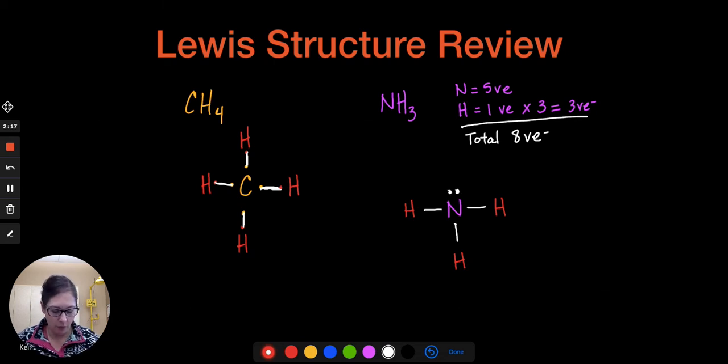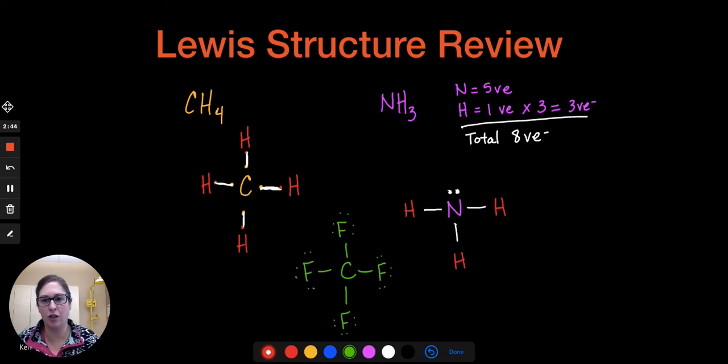I can give you one other example here. Say that we had carbon tetrafluoride. We could do the same thing and count them all up. After you bond to each one of the fluorines, you would want to make sure that you put the valence electrons on the outside of the fluorines. We just start to get used to doing these. I guess I should have bonded it to each one of them first and then drawn my dots, but it works either way.